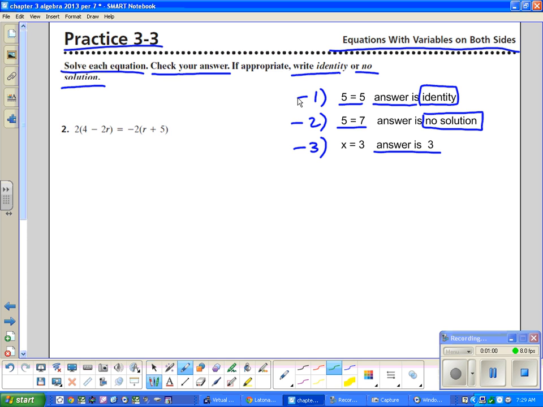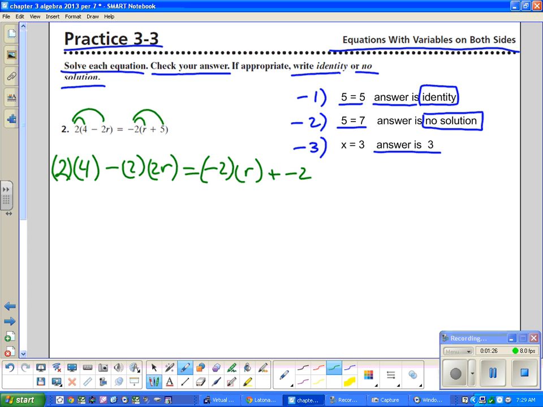So what we're going to do is solve this question. We see that we have the distributive property here on both sides. So this is one way to solve it. We're going to distribute the 2 on this side, and that's going to be 2 times 4. And I'm going to put everything in parentheses. Minus 2 times 2r equals negative 2 times r plus negative 2 times 5.